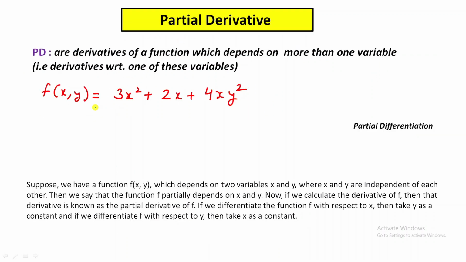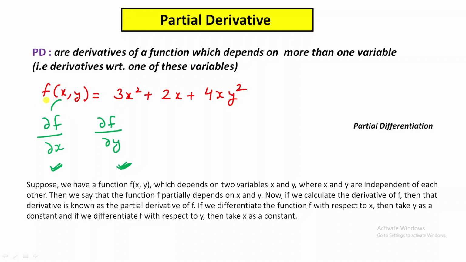So what are partial derivatives? Suppose we have this function f of x comma y. So this function is dependent on x and y. Basically, there is more than one variable on which this function depends, for example 3x square plus 2x plus 4x y square. Two variables. Now, if I want to differentiate this function, then whatever derivatives I get will be called partial derivatives.